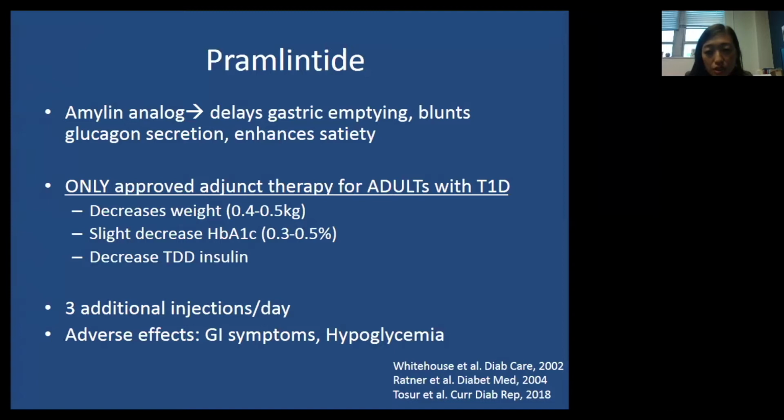It is an injectable therapy, so it's an additional 3 injections a day, which is probably the main reason why it's not as widely used currently. And it does have some GI side effects, as well as increasing the risk of hypoglycemia. But it has been FDA approved and is available for adjunctive therapy in addition to insulin for our type 1 diabetes adult patients.